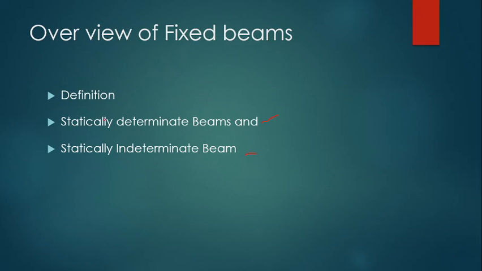We know statically determinate beams are those in which unknown reactions can be determined by simply applying the equilibrium equations, that is sigma H equal to 0, sigma V equal to 0, and sigma M equal to 0. Whereas statically indeterminate beams are those in which additional equations are required to calculate all unknown forces apart from the equilibrium equations. In fixed beams, because both ends are fixed, at each end you will get 3 unknown reactions. 3 plus 3, total 6, but you have only 3 equilibrium equations, that is sigma H equal to 0, sigma V equal to 0, and sigma M equal to 0.